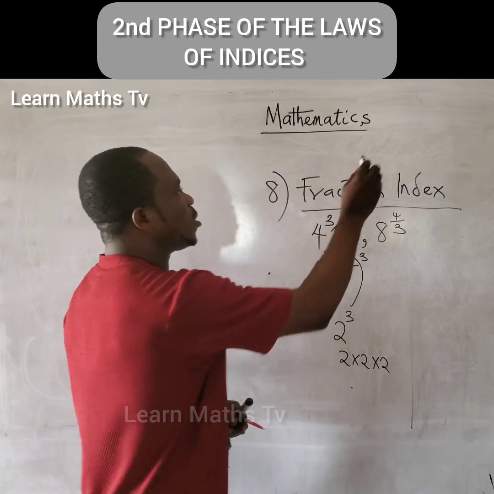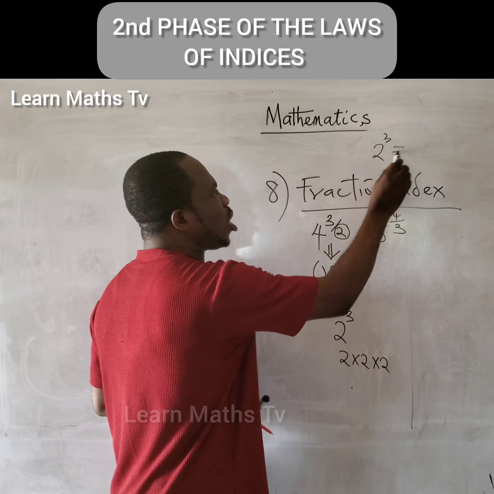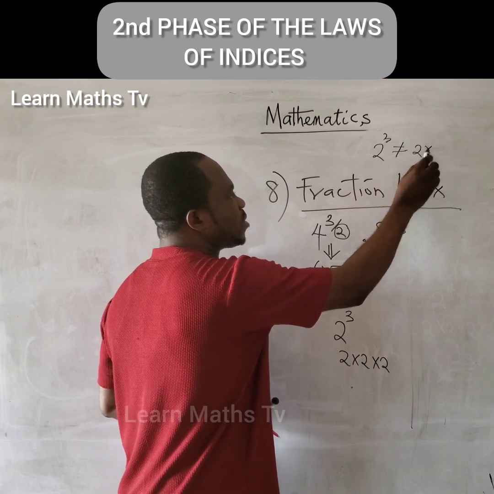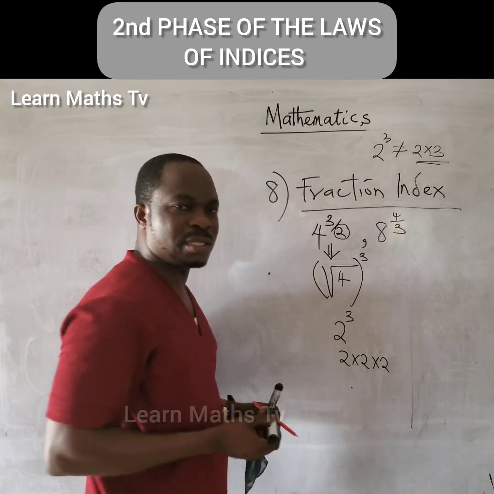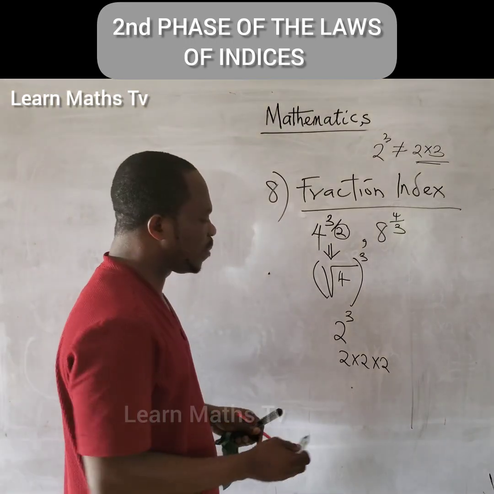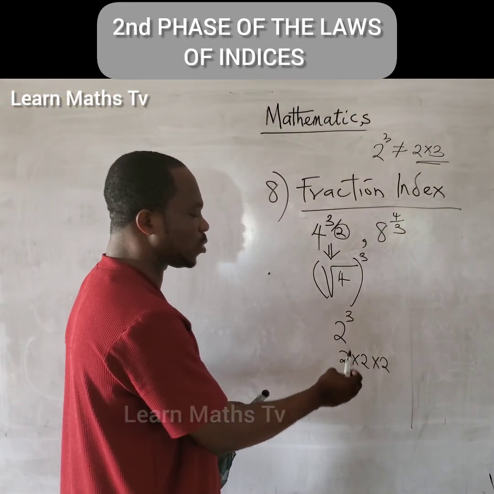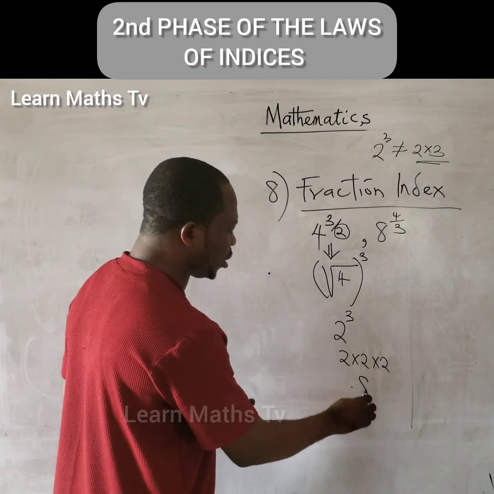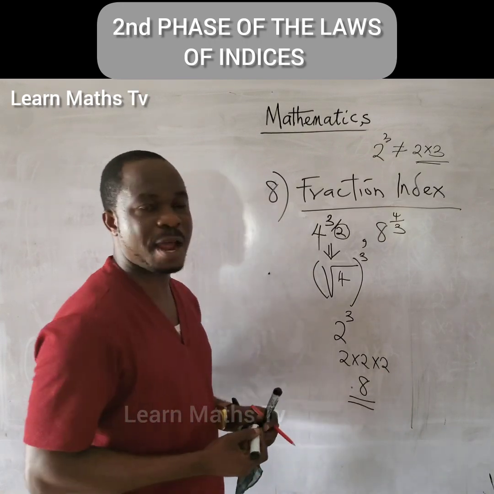Note that 2 raised to power 3 is not the same thing as 2 times 3. This is one of the mistakes students do make. 2 raised to power 3 simply means 2 times 2 times 2. And 2 times 2 is 4, 4 times 2 is 8. This is our final result.